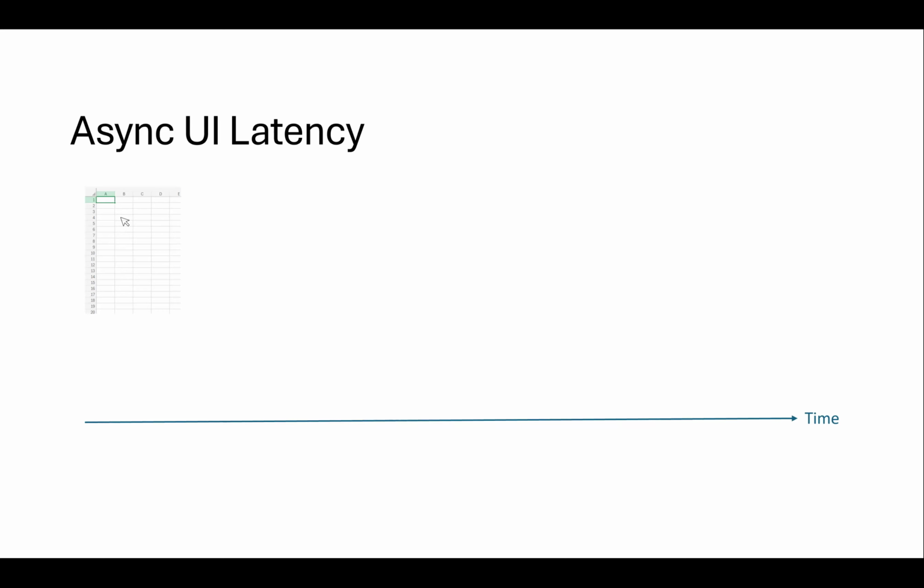Third area, async UI latency. I'm just going to give a quick example of what I mean by that. If this is the grid in Excel, when the user right-clicks on a different area on the grid, that's going to be the interaction time. We expect on the immediate next frame to show the selection that has changed. And then the reaction to the right-click interaction is showing a context menu.